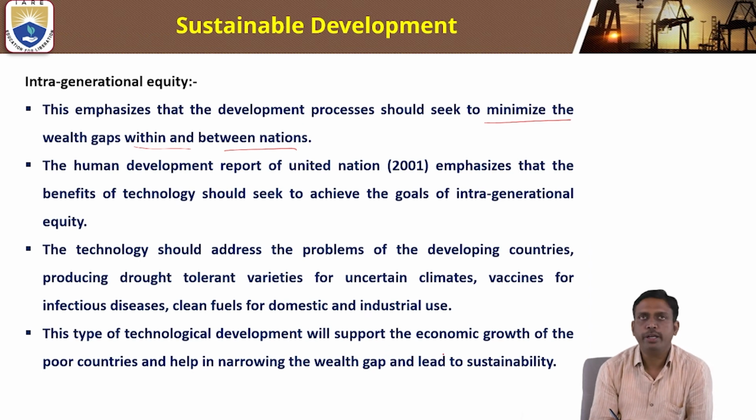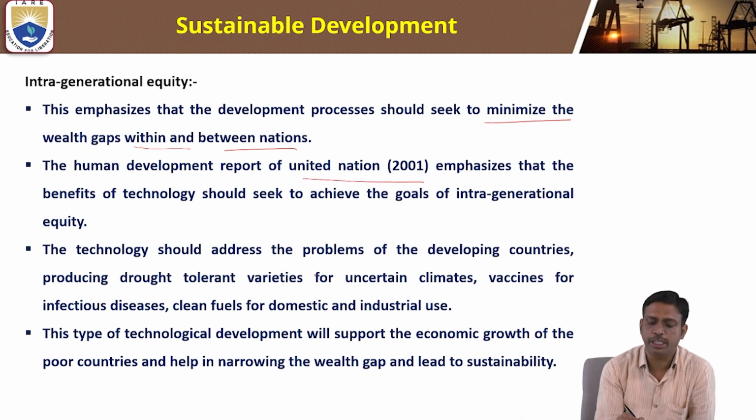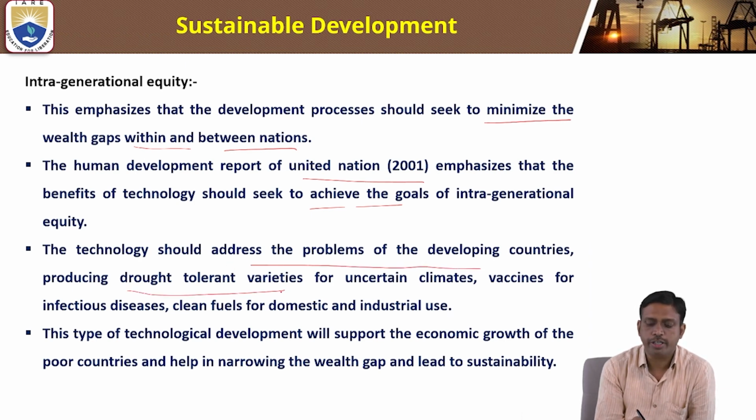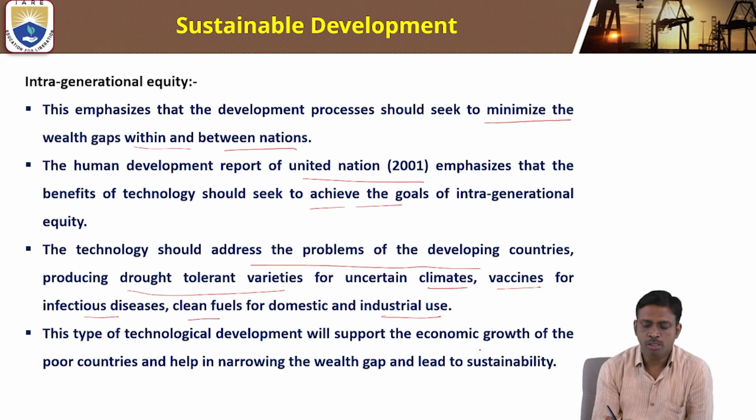The Human Development Report of the United Nations 2001 emphasizes that the benefits of technology should seek to achieve the goals of intragenerational equity. Technology should address the problems of developing countries, producing drought tolerant varieties for uncertain climates, vaccines for infectious diseases, and clean fuel for domestic and industrial use.